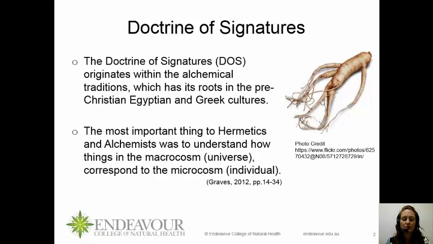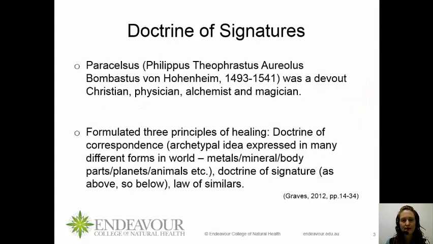And it was important to understand the interplay between the two to truly understand the microcosm that you were dealing with, the individual that you're dealing with. And that was important in healing, but it was also important in understanding the healing modalities themselves. So historically, some of the writers of the doctrine of signatures were people like Paracelsus, which we spoke about. He was a devout Christian physician, alchemist, and magician. And he formulated the 3 principles of healing.